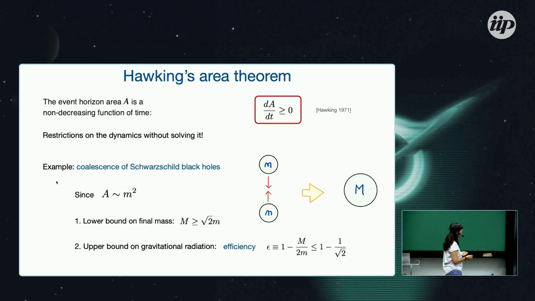And this is quantified by the efficiency, epsilon, with which these dynamical processes convert the initial rest mass, which is 2m, into gravitational radiation. It is clearly a theoretical upper bound on efficiency, which is not achieved by any process in nature. And the upper bound on efficiency of this process is given by this number.